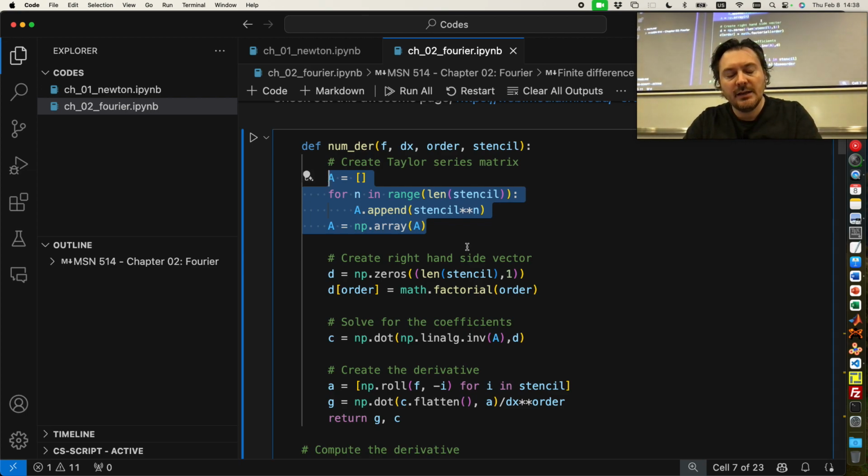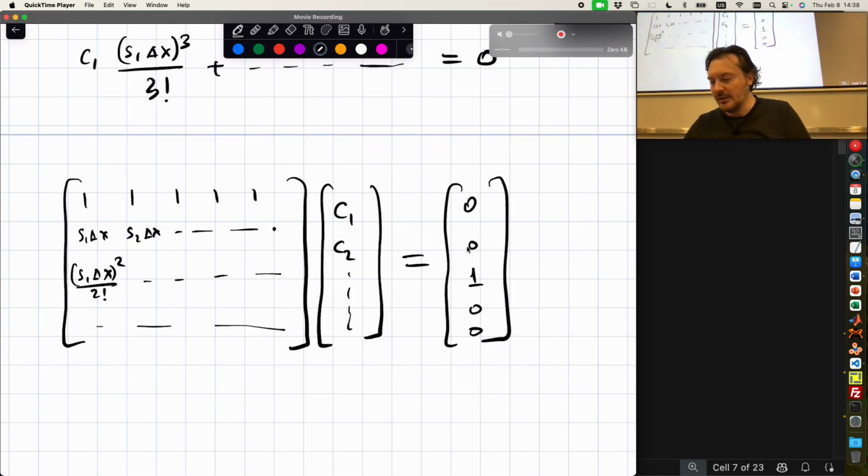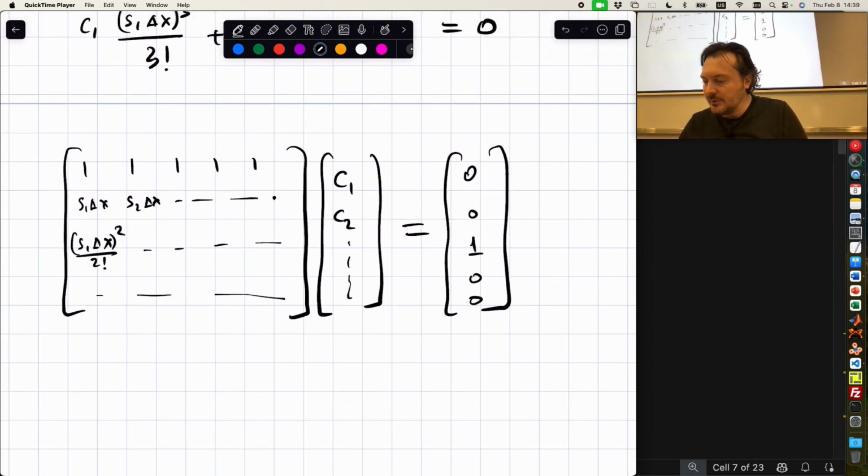We are adding nth power of stencils to A, meaning that this is going to be 0 anyways, right? These ones are going to be 0 anyways, so I can just remove these delta x's.